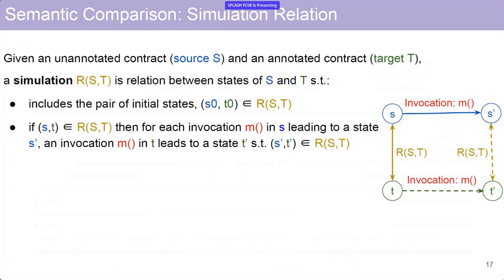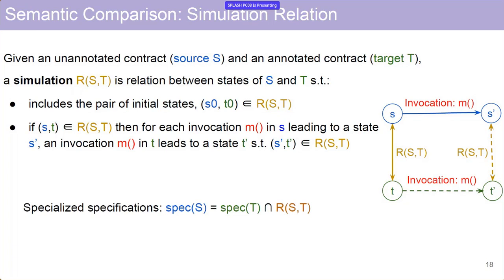So our semantic comparison corresponds to a simulation relation. In particular, given an annotated contract, let's call it the source S, and an unannotated contract, let's call it the target T, a simulation relation between the two contracts is a relationship between their states, such that it includes the pair of initial states of both contracts. And if we have two states that are related by the simulation, for each invocation on the source leading to some other state S prime, there is an invocation of the same method in the state of the target that leads to some other state T prime, such that S prime and T prime are related by the simulation relation.